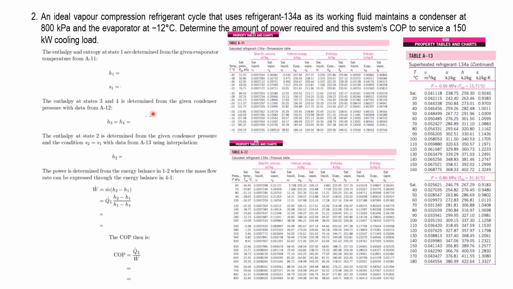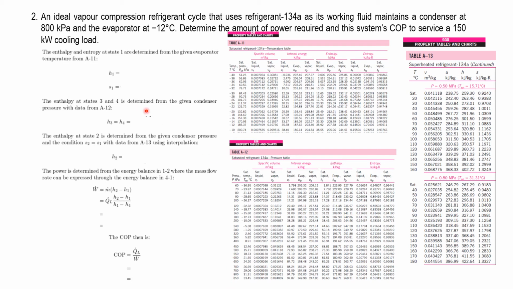Now enthalpy at state 3 and 4 is determined from the given condenser pressure. So what is the condenser pressure? Condenser pressure is at 800 kilopascal. So now this is pressure. You go to the property table and charts that gives you the pressure. Based on this pressure, you go find what is the pressure. It has to correspond to this 800 kilopascal.